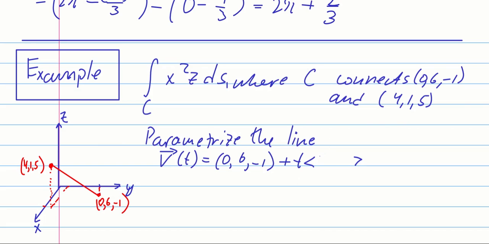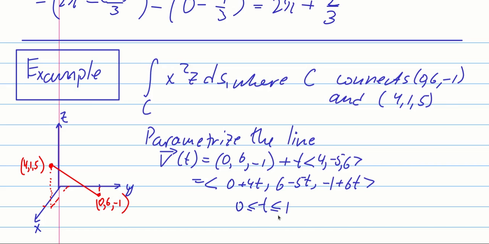So 4 minus 0 will be 4, 1 minus 6 will be -5, and 5 minus -1 will be 6, so 5 plus 1, right? So basically we can write it as 0 plus 4t, then 6 minus 5t, and the last one is -1 plus 6t, where t changes between 0 and 1. T changes between 0 and 1 because if t is 0 we start at this point, and if t is 1 we arrive to this point over here.